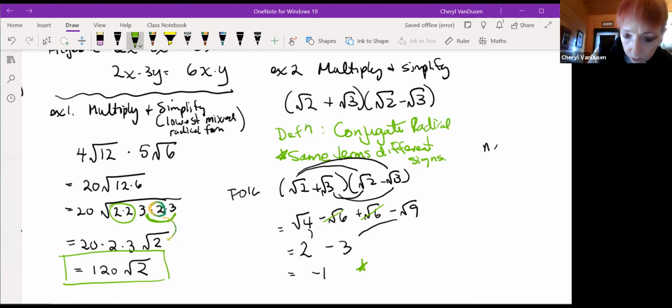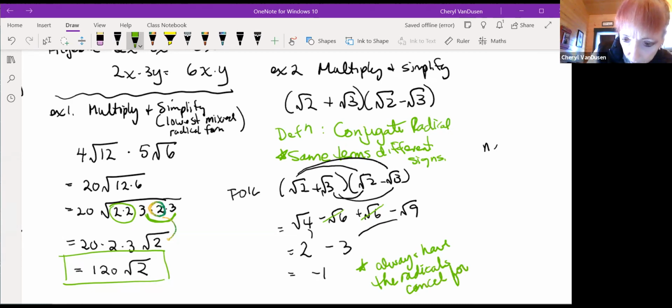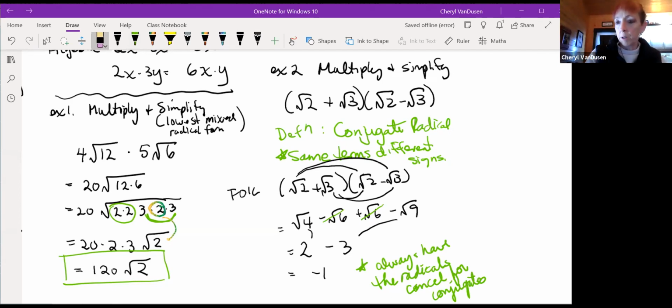Okay, you always have the radicals cancel for conjugates. Okay. Questions? I'll pause again for a moment.